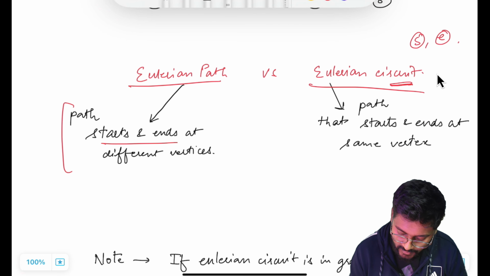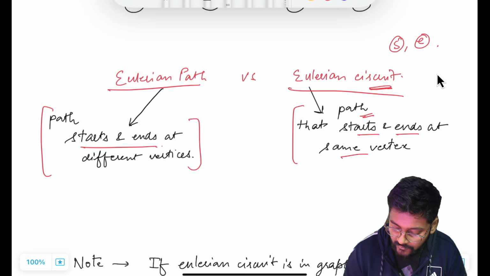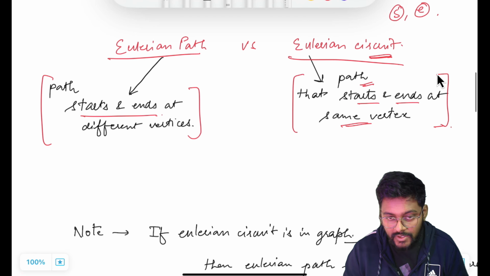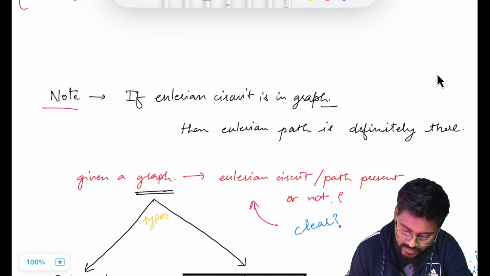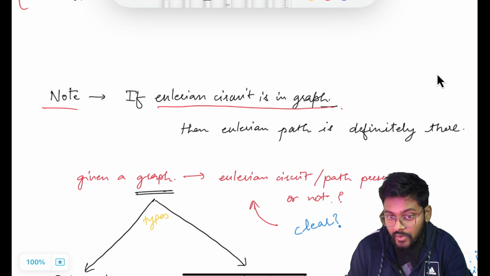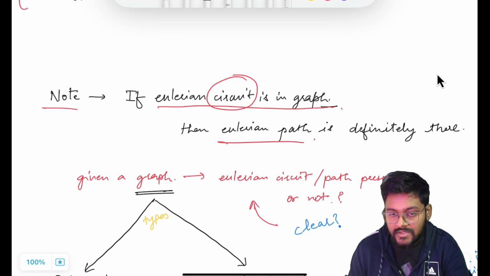Any path that starts and ends at different vertices, that is called Eulerian path. Any kind of path that starts and ends at the same vertex, that is going to be called Eulerian circuit. So it's clear to us that Eulerian circuit is just a special kind of path where starting and ending are the same. Have a look on this note. If Eulerian circuit is already present in the graph, we are 100% sure that Eulerian path is definitely present there, because circuit is a special kind of path.